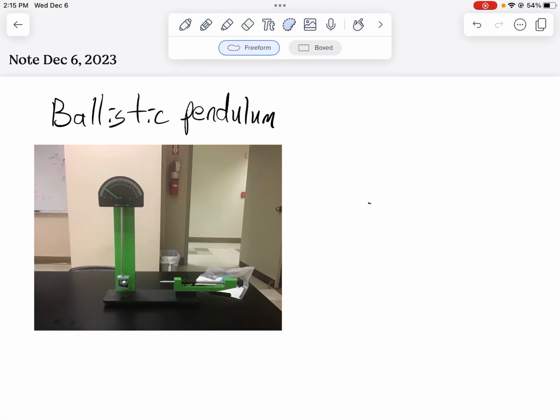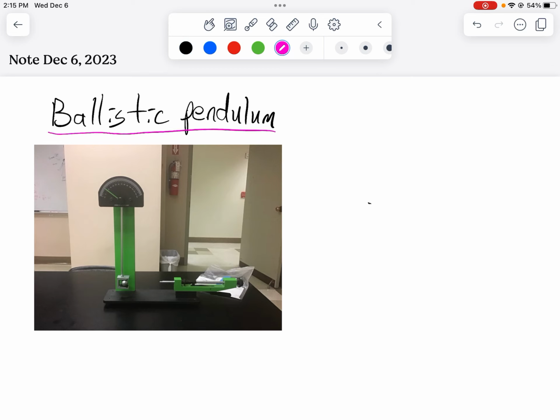So the mastery problem is going to be related to a classic problem in physics. It's called the ballistic pendulum. And I'll show you a short video of it in action.